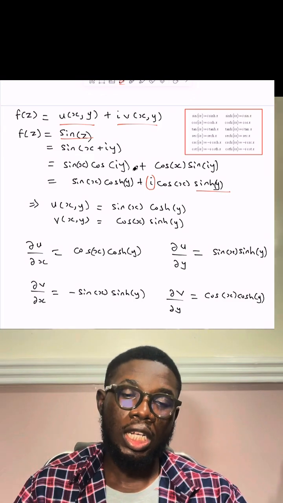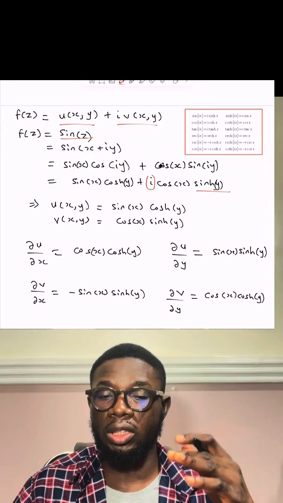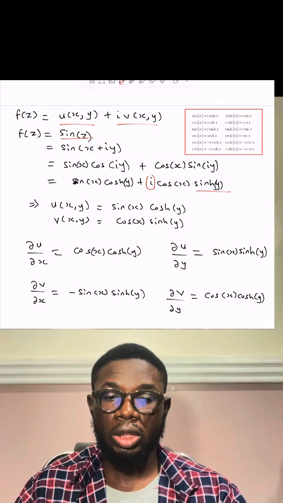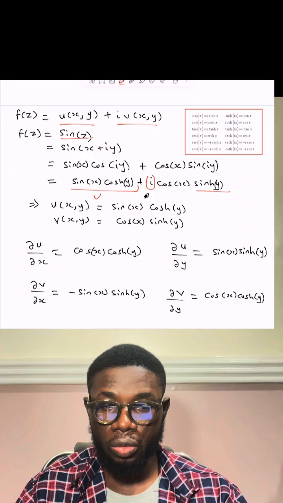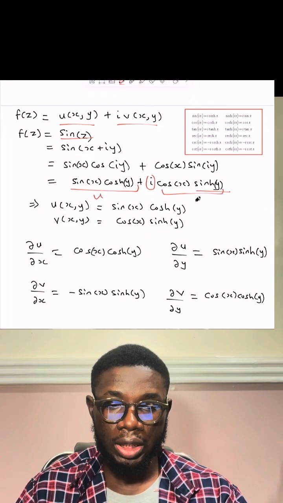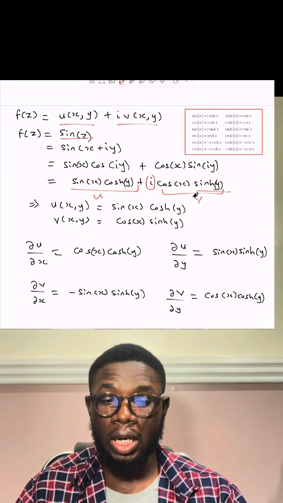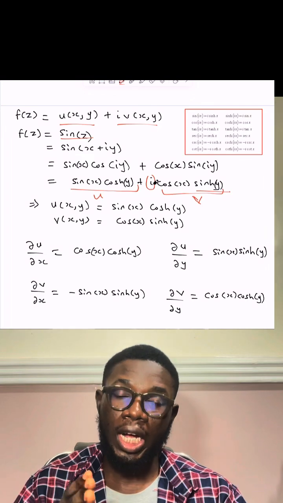So now this has been written in the form of real and imaginary parts. The real part is our u, and the imaginary part is our v. Mind you, when you're writing the imaginary part, you don't need to put the i.